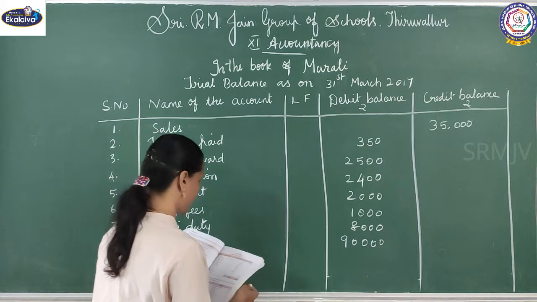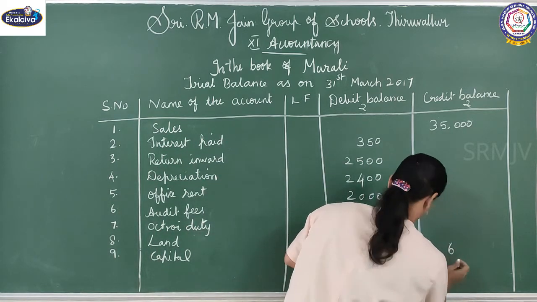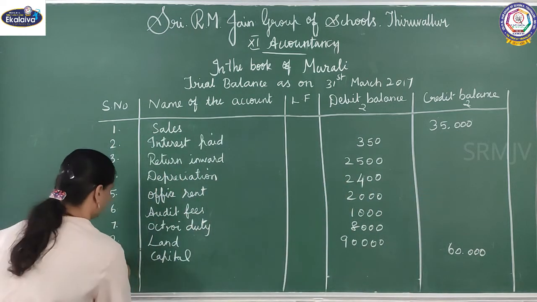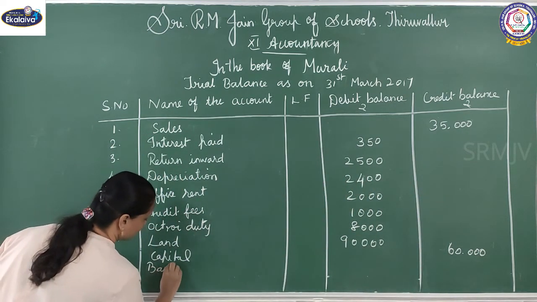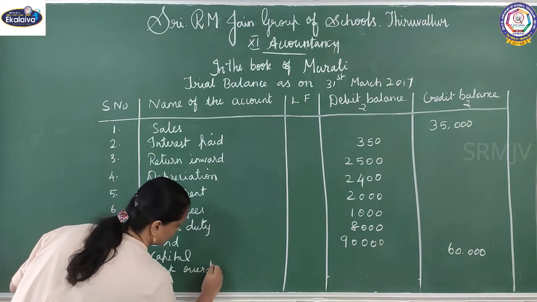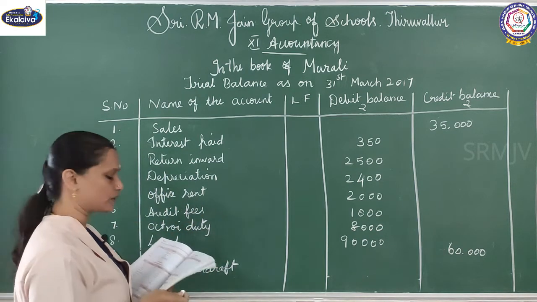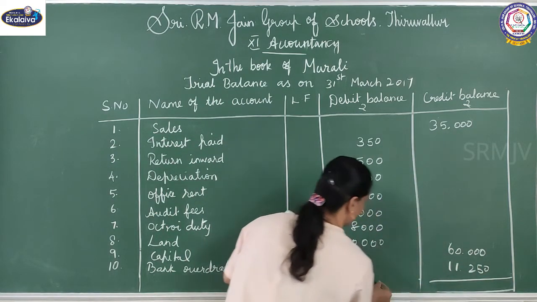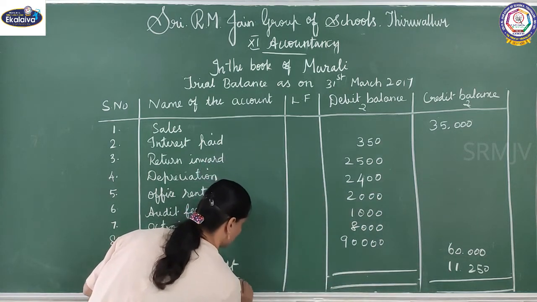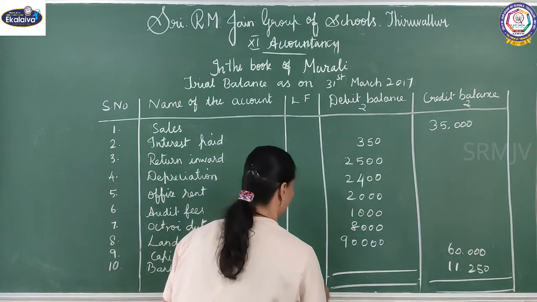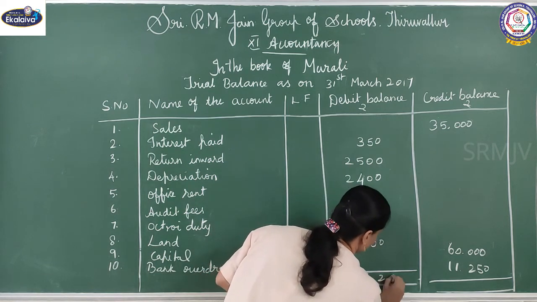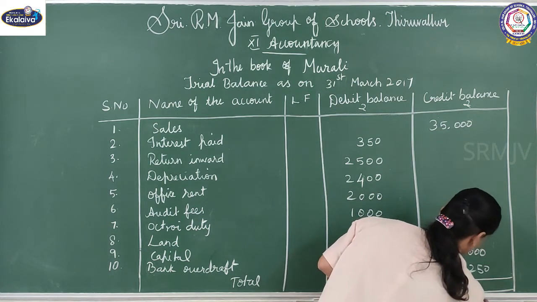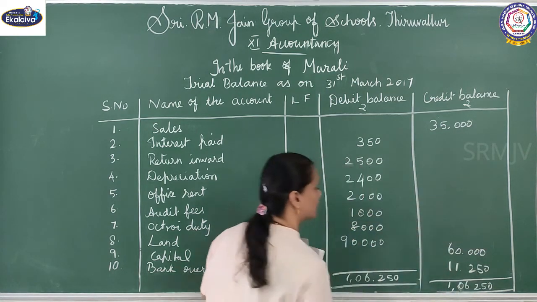Capital is a liability, and then it should come in the credit side. And then bank overdraft is also a liability, so it should come in the credit side. Now you total both the columns. How much you will be getting? 1,06,250. 1,06,250 you will be getting. Okay, copy this children.